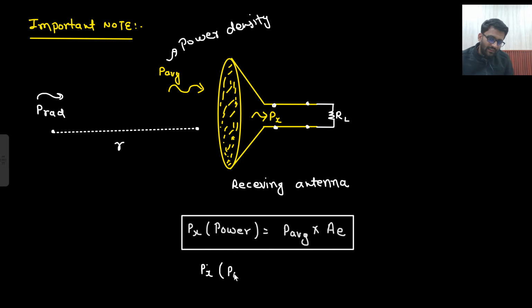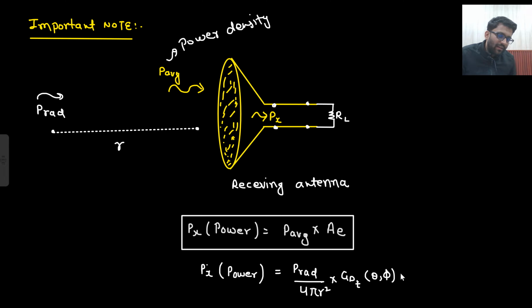So what will be this Px? This Px power would be, what is your P average? Your P average is P radiated, that is coming from here, divided by 4πr² into the directive gain. Directive gain of what? Directive gain of the transmitting antenna. What about this A? A is λ²/4π into directive gain. But directive gain of what? Receiving antenna.